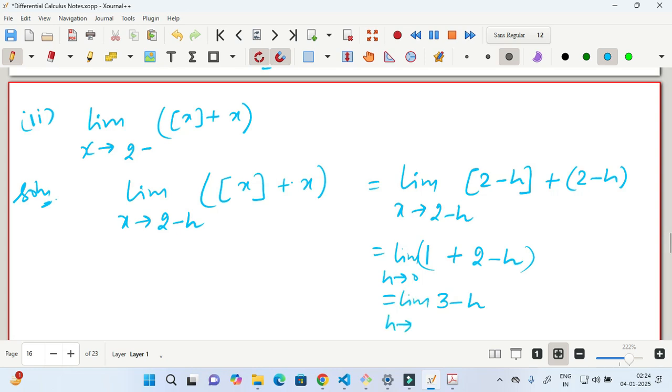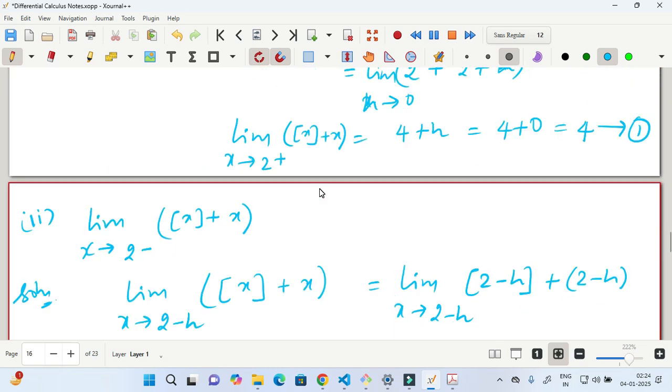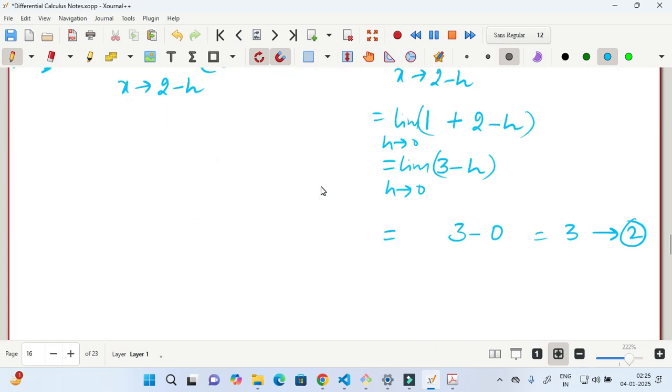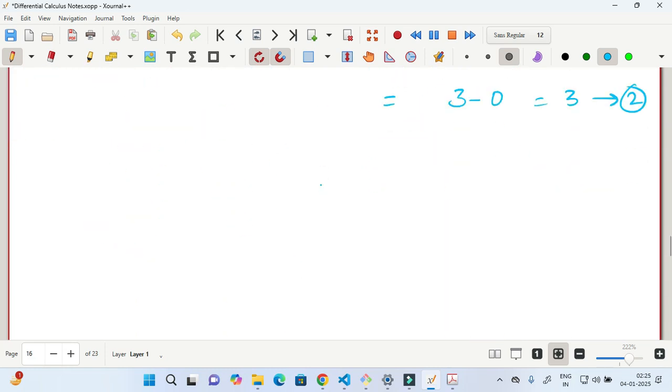So I think you are clear or not clear. Okay. So 3 minus 0, which is equals to 3. This is equation 2. So the left hand limit is 3 and the right hand limit is 4. Does the limit exist? No.